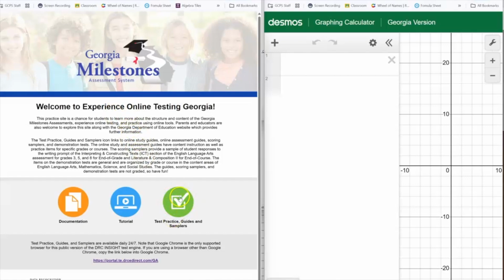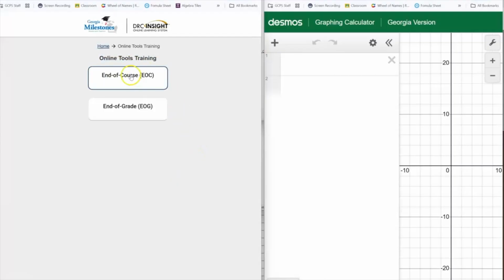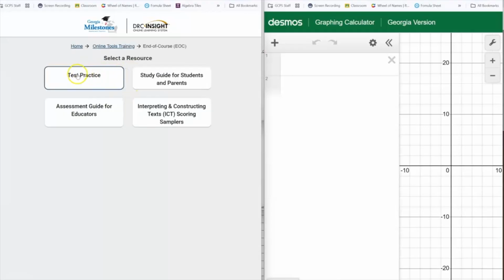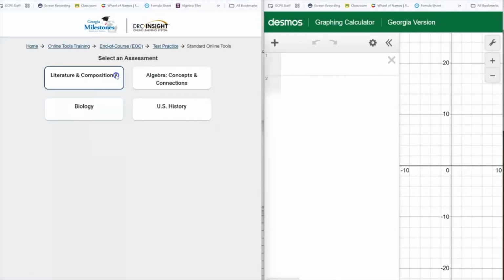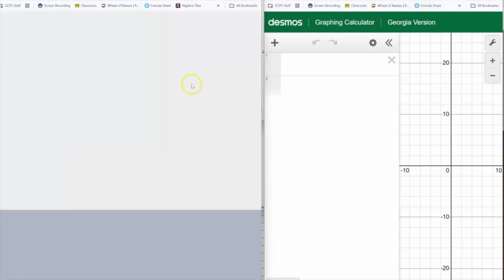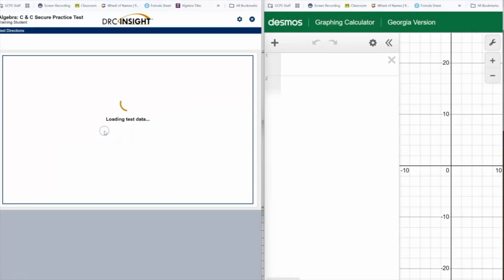On this page, I want you to click test practice guides and samplers. Then I want you to do online tools training, end of course. So again, click on this first one. Then I want you to click on test practice, first top left. Then standard online tools. Then algebra 1, concepts and connections. Then hit continue, practice tests.